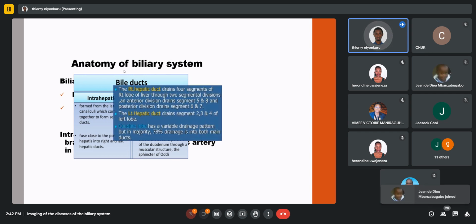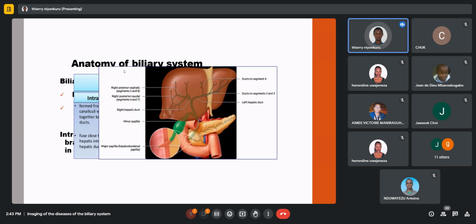The right hepatic duct drains the right-sided lobe of the liver. It has two divisions, the anterior and the posterior, or sectoral ducts: the anterior sectoral duct, which drains the fifth and eighth segments, and the posterior sectoral duct, which drains the sixth and seventh segments. The left hepatic duct drains the segments of the left lobe, mainly the second, third, and fourth. The caudate lobe has a variable drainage pattern, but in 78% of people it drains into the main duct.